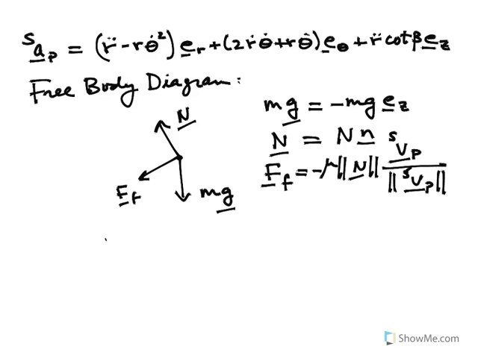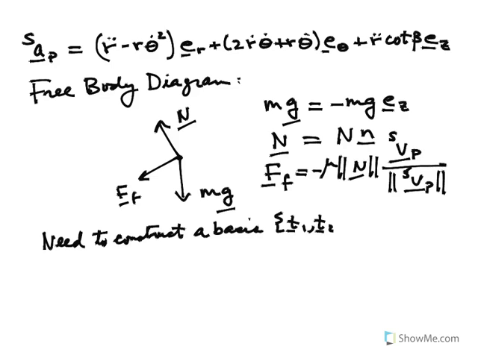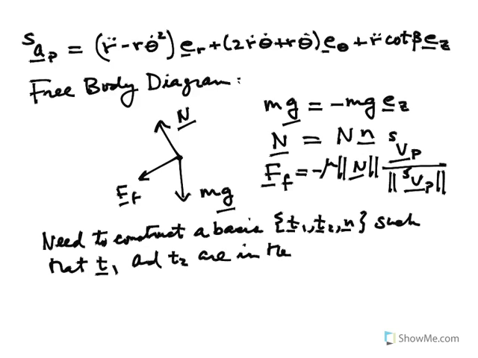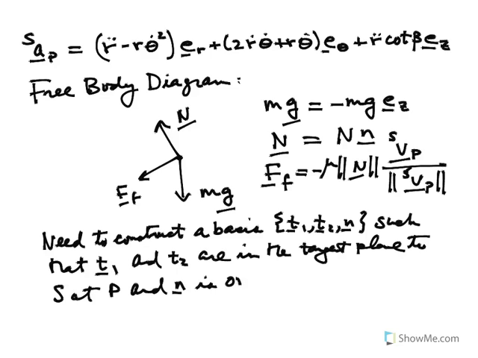But I need to get three directions. Now recall, we need to construct a basis which I called T1, T2, and N, such that T1 and T2 are in the tangent plane to S at P, and N is orthogonal to this tangent plane.